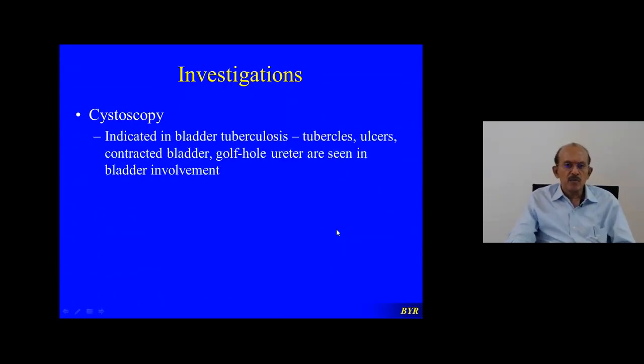Cystoscopy may reveal bladder tuberculosis. The tubercles, ulcers, contracted bladder, and golf-hole ureter are seen in tuberculous cystitis. Ultrasound and CT scan will show the destroyed kidney or abscess or cavity in the kidney.